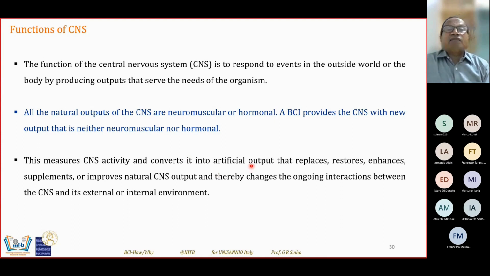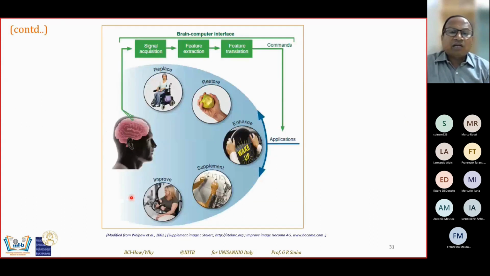The output which is generated from the CNS goes to BCI, and BCI interprets the signal from CNS, which is used for replacement, restoration, enhancement, supplements, improvement. These are very interesting terms. One can replace, restore, enhance, supplement or improve. These are nothing but capabilities, and these capabilities are enhanced or improved by the CNS output with the help of BCI. Therefore it changes the ongoing interactions between the CNS and the external or internal environment.